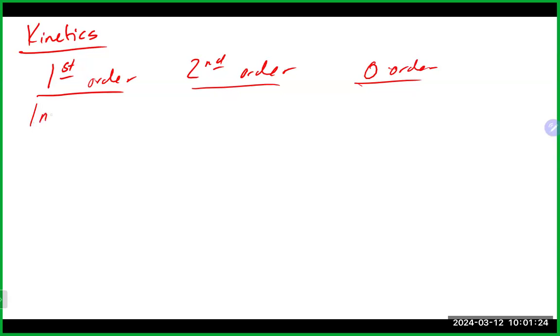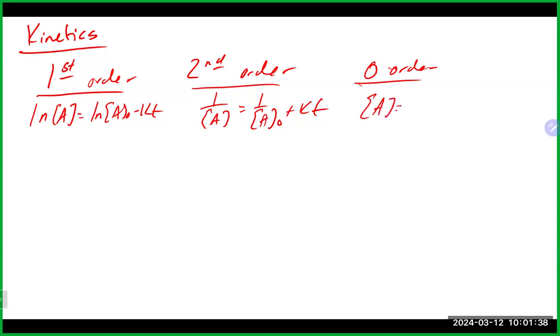Like the natural log of A is equal to the natural log of A naught minus kt. 1 over A equals 1 over A naught plus kt. And the concentration of A is equal to the concentration of A naught minus kt.